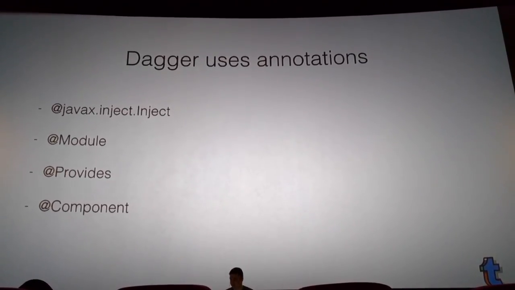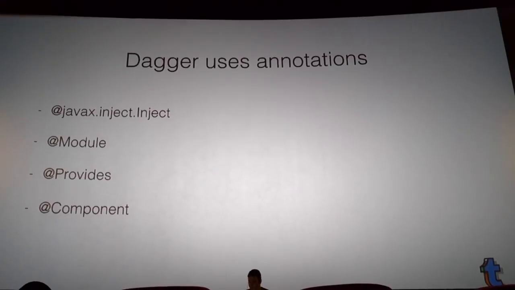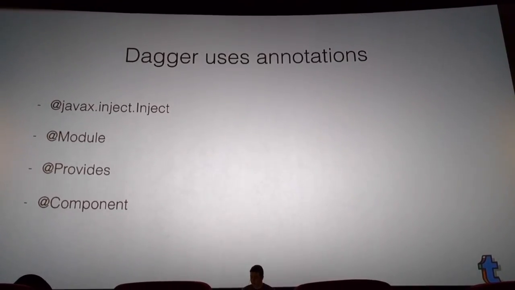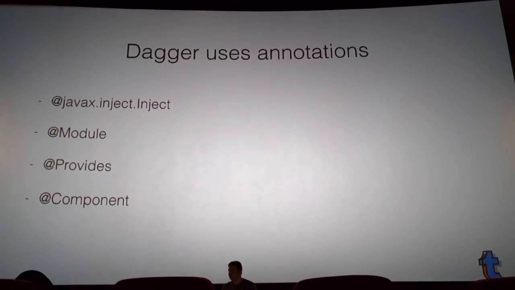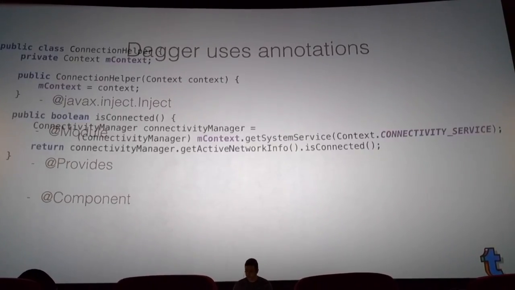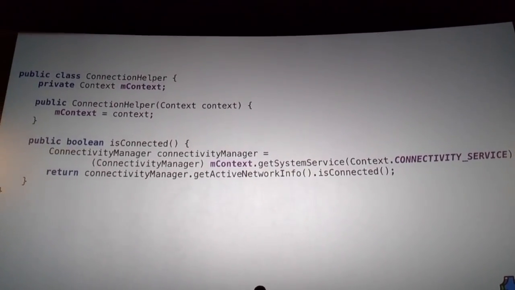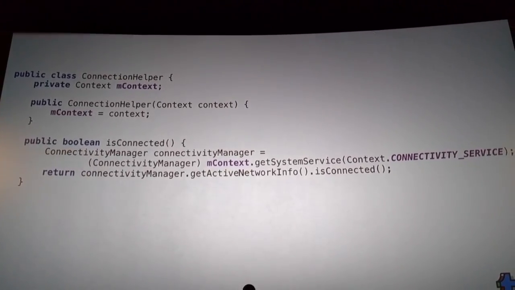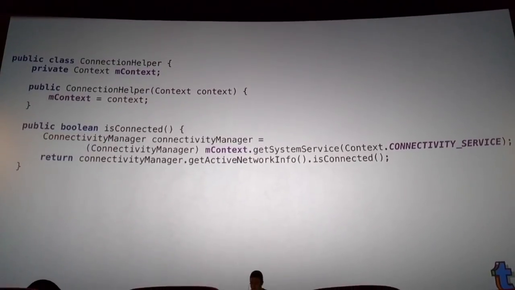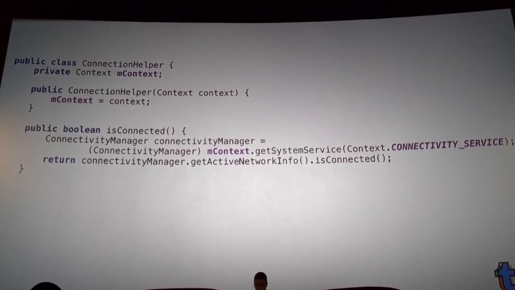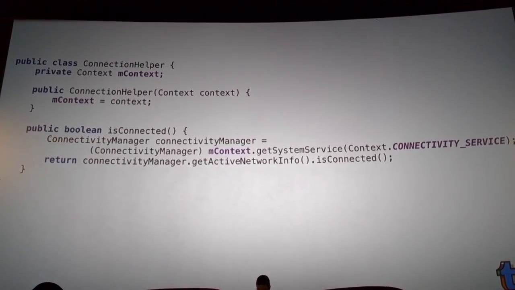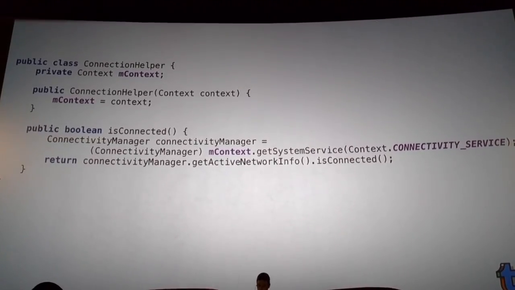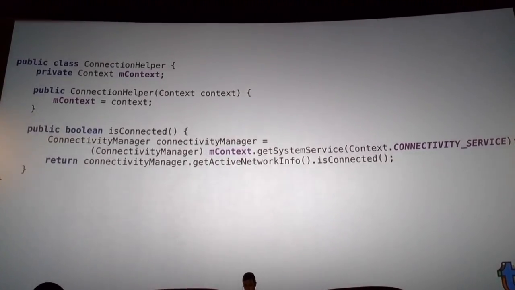So the best way, of course, to understand this sort of stuff is to see an example. Let's write a very simple app that can tell you whether you're connected to the network or not. So here's the connection helper class, our dependency, basically. It takes in a context. It gets the connectivity manager from the system. It checks whether you're connected, and it just returns that.